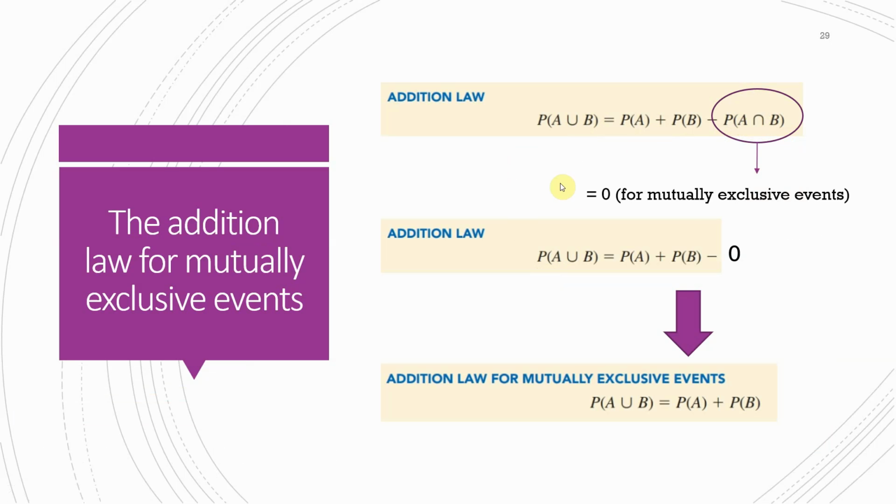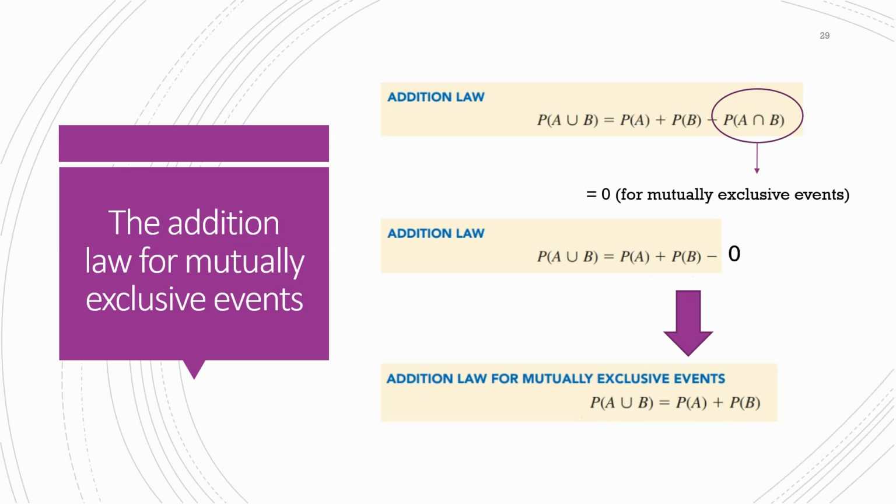But if we have events that are mutually exclusive, what's the probability that A and B happen? It's 0, because they're mutually exclusive. They cannot happen together, by definition. So if you have events that are mutually exclusive, this would just be 0. Then the probability of A plus B minus 0 is the probability of A plus the probability of B, which is the addition law for mutually exclusive events.